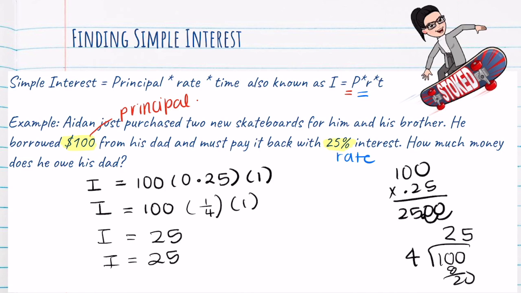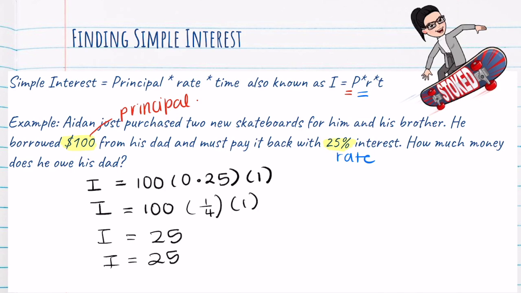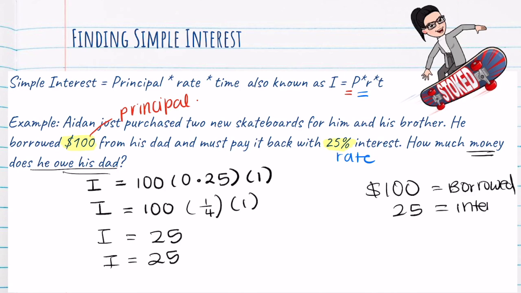Interest means how much extra money Aiden will have to give to his dad. So the question is, how much money does he owe his dad? That means how much does he owe in total? Since he borrowed $100 and he owes an interest of 25, we're going to add it. And we can see that Aiden owes his dad $125. So this is a quick way that Aiden's dad made money from lending his money to his son Aiden.